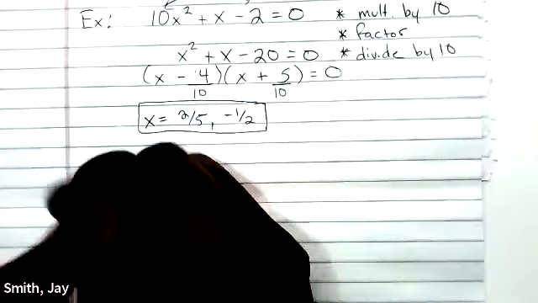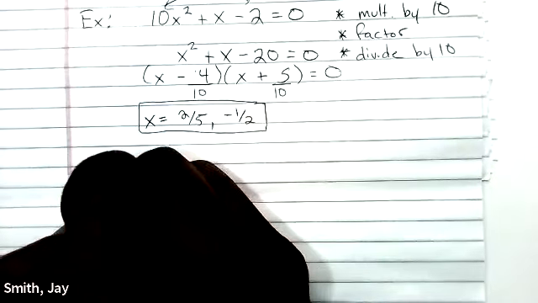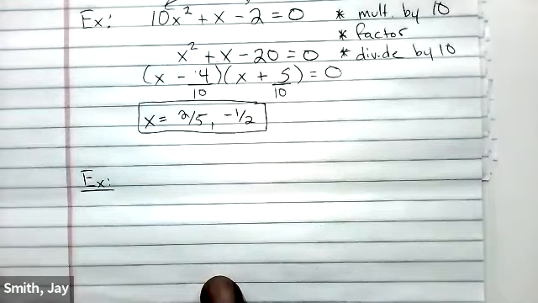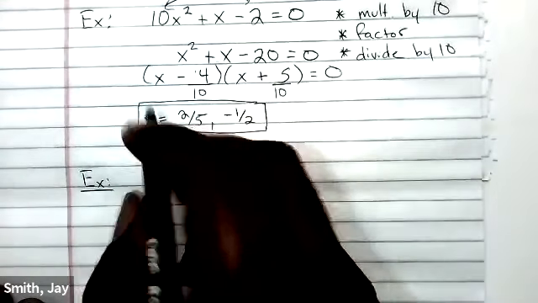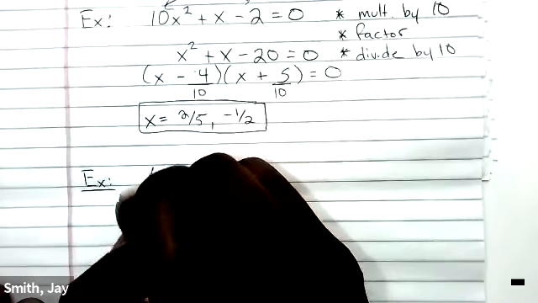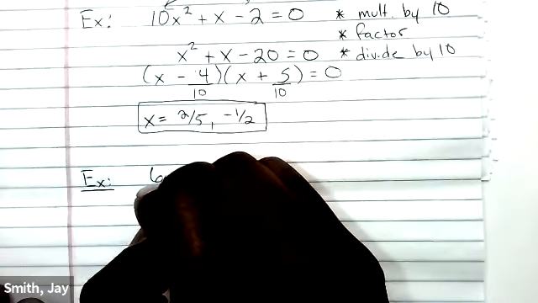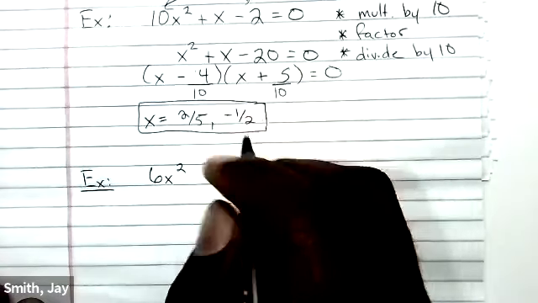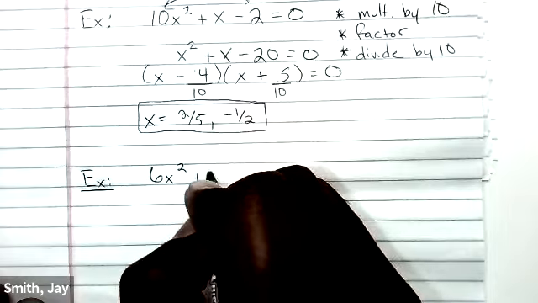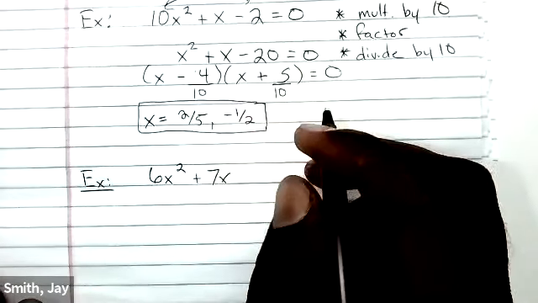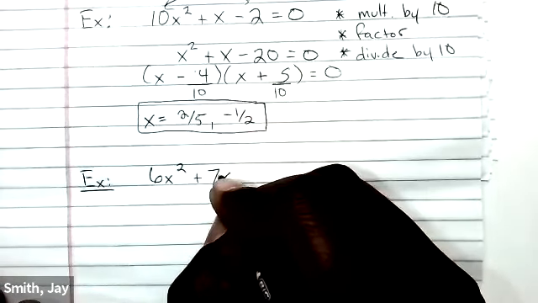All right, so if you're anything like I was, when you're taking this class, the first time you see this, it's new. So I think it'll benefit us to do another example like this one, where we have a trinomial with a leading coefficient other than 1. So in this example, we're going to have 6x squared plus 7x minus 3 is equal to 0.